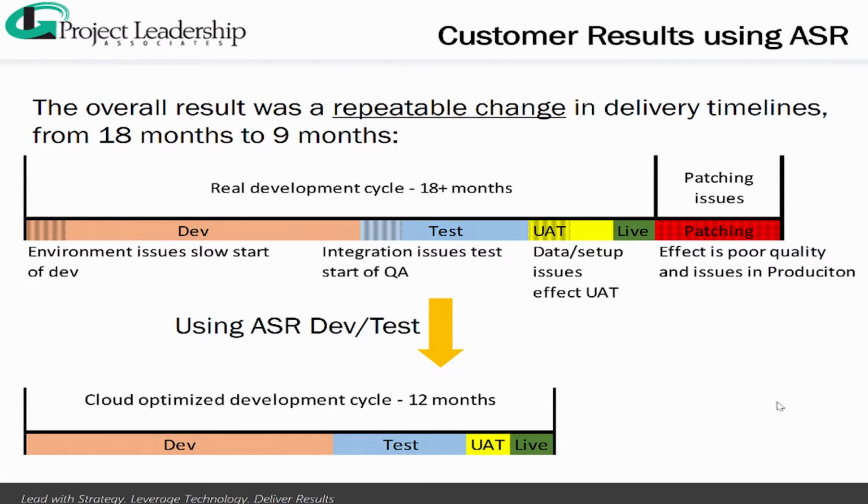The overall effect with this customer is they took their typical 15 to 18 months to deploy production changes and were able to bring it down to a repeatable 9 months per project using Azure Site Recovery to deliver dev and test environments.